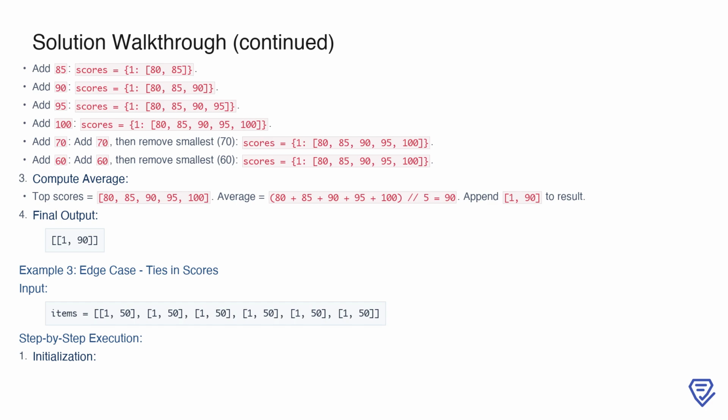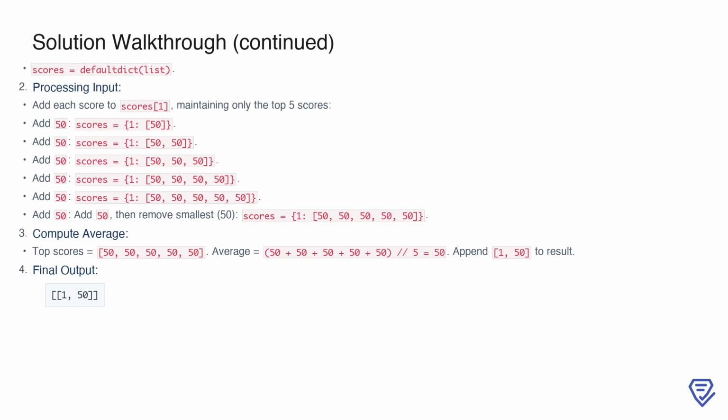Next, let's explore an edge case where all scores are tied. In this edge case, the input consists of 6 scores of 54 for student 1. As before, we initialize scores as a defaultdict and process each score while maintaining the top 5.